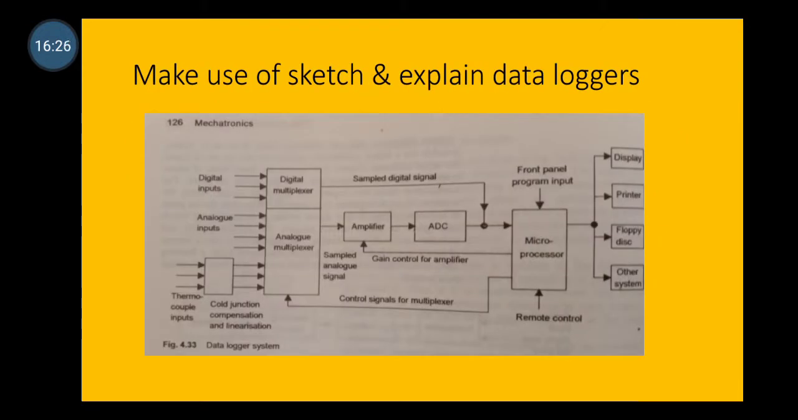And next question, make use of a sketch and explain data loggers. Here, for the data logger, the main components are inputs, processing, and outputs. The inputs are digital inputs, analog inputs and thermocouple inputs. Processing includes a digital multiplexer and analog multiplexer, amplifier, analog to digital converter, and microprocessor. Outputs are a display, printer, floppy disk or other system, that is, the control and remote.